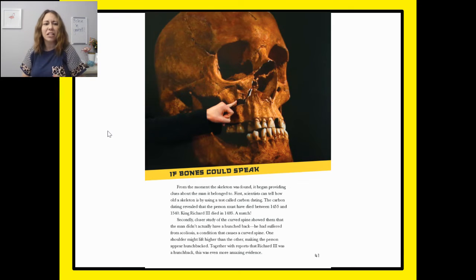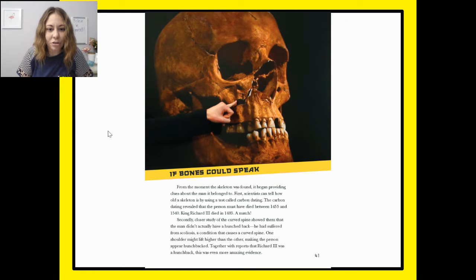If Bones Could Speak. From the moment the skeleton was found, it began providing clues about the man it belonged to. First, scientists can tell how old a skeleton is by using a test called carbon dating. The carbon dating revealed that the person must have died between 1455 and 1540. King Richard III died in 1485, a match.